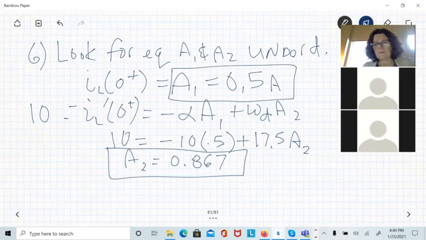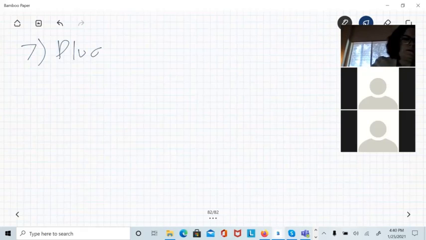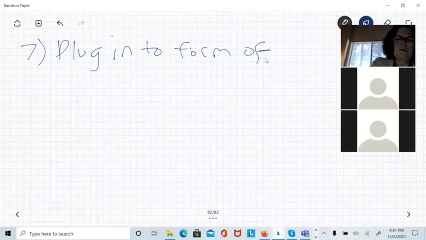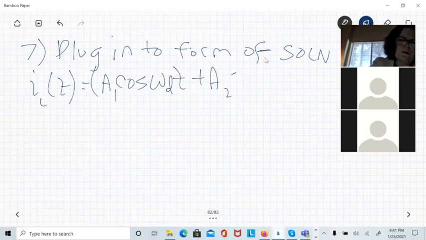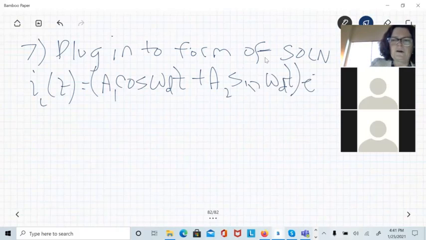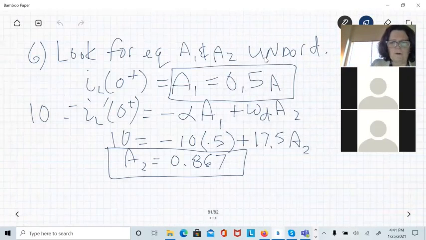I'm done. All I have to do is grab the form of the solution and plug in what I know. So iL(t) equals (A1 cosine omega d t plus A2 sine omega d t) e to the minus alpha t. We've got A1. And you probably have it written down right in front of you. A1 is 0.5.